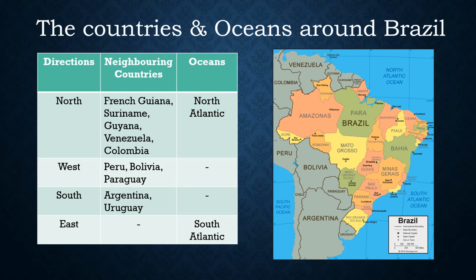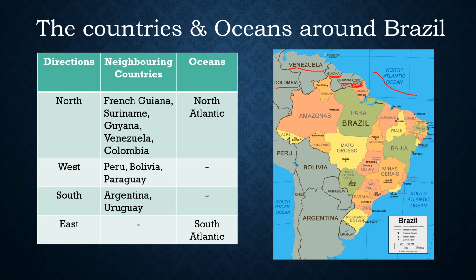Let's see the countries and oceans around Brazil. We will see direction wise. In northern side there is French Guiana, Suriname, Guyana, Venezuela and Colombia, and ocean is North Atlantic Ocean. Now see on the map French Guiana, Suriname, Guyana, Venezuela and Colombia, and ocean is North Atlantic Ocean.